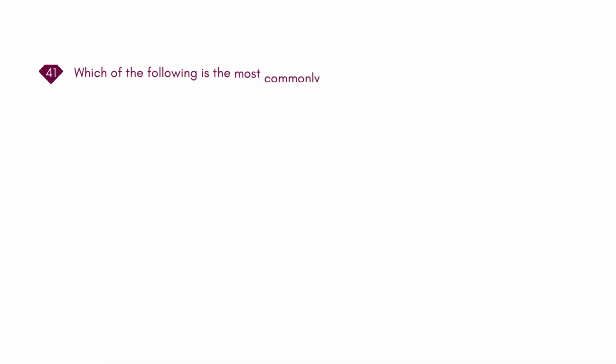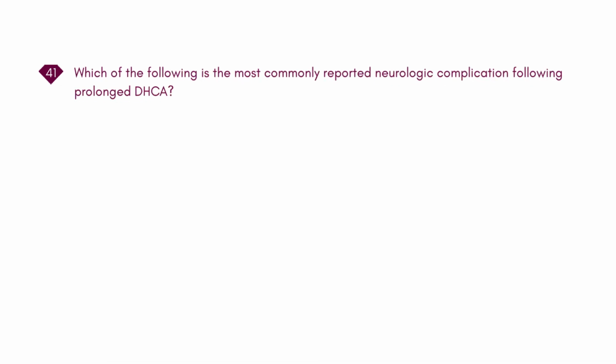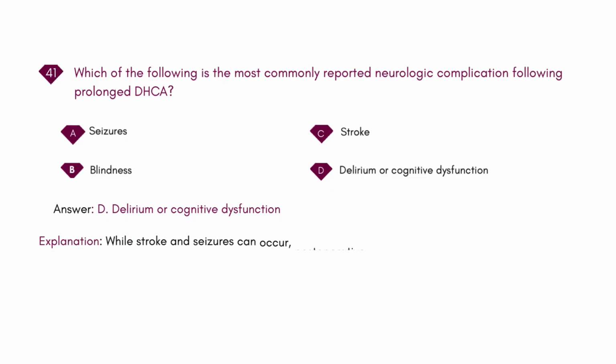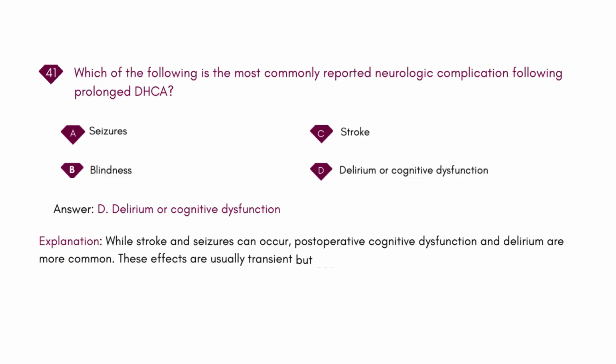Which of the following is the most commonly reported neurologic complication following prolonged DHCA? A. Seizures. B. Blindness. C. Stroke. D. Delirium or cognitive dysfunction. Answer: D. Delirium or cognitive dysfunction. Explanation: while stroke and seizures can occur, postoperative cognitive dysfunction and delirium are more common. These effects are usually transient but can be prolonged in elderly or high-risk patients.